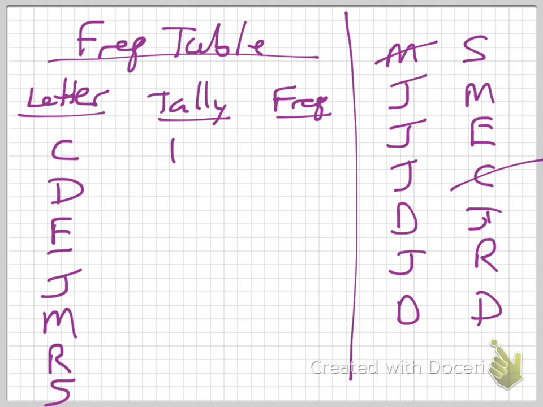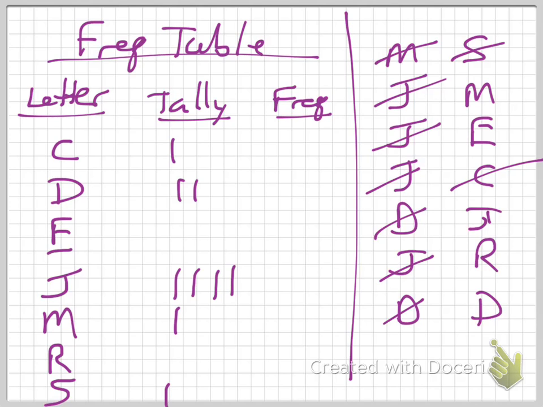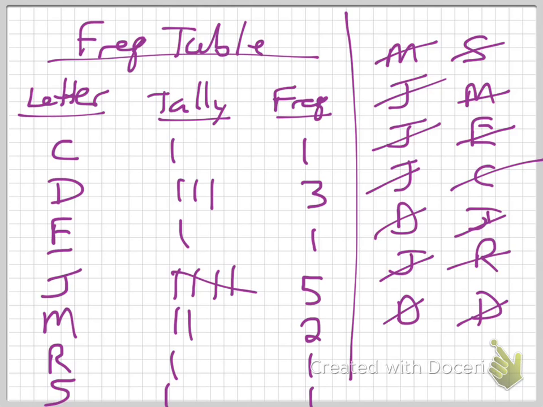I have an M, put a tally. I have a J, I put a tally. Another J, tally, D, tally, J tally, D tally, S tally, M tally, E tally, another J tally, R tally, and another D tally. You actually write the number of the frequency. There's 1 C, 3 Ds, 1 E, 5 Js, 2 Ms, 1 R, 1 S.